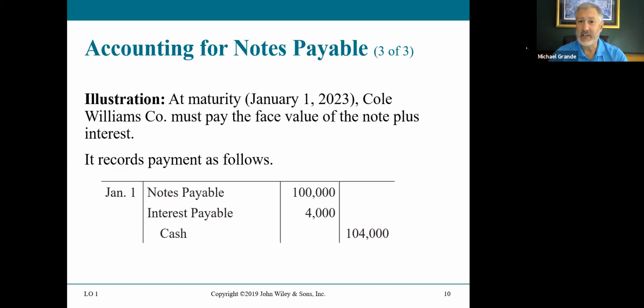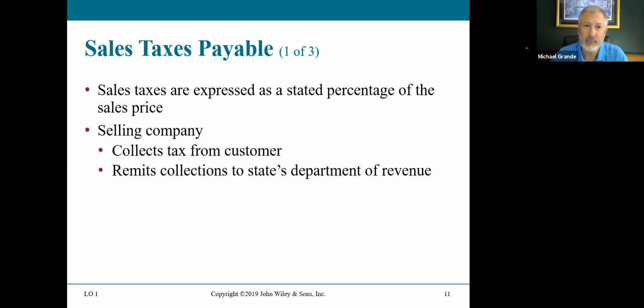At the maturity date, January 1, 2023, Cole Williams must pay the face value of the note plus the interest. I'm going to reduce the note payable with a debit. I'm going to reduce cash with a credit, and we're going to satisfy the obligation for the interest payable. What's important here is that there is no interest expense incurred in 2023. All the interest appears in 2022. We use the adjusting journal entry to get it there.